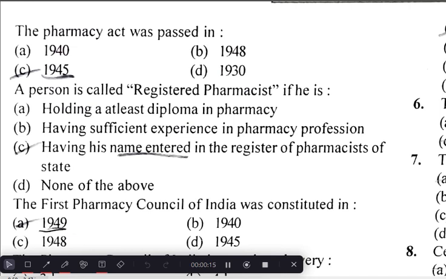The first Pharmacy Act was passed in 1945. A person is called a registered pharmacist if he has his name entered in the register of pharmacists of the state. The first Pharmacy Council of India was constituted in 1949.